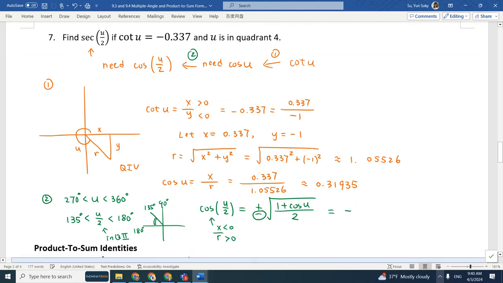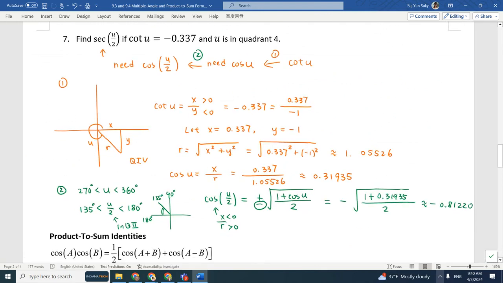Good. So this is minus the square root of 1 plus, what's cosine u? Yeah, very good. And then over 2. Okay, could you give me 5 decimal places? Sorry, 8, 1, 2, 2. How about one more digit? 0. Okay. Right, everybody? So far, so good. This problem might be the hardest because it requires a longer path.